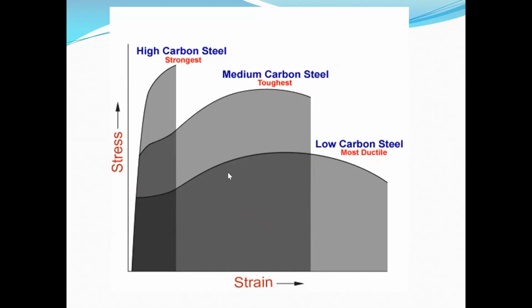This slide shows high carbon steel, medium carbon steel, and low carbon steel. High carbon steel is the strongest one, which means it can take more stress, but it is less ductile in nature. Medium carbon steel has moderate ductility, and low carbon steel is more ductile, so it can take less strength, but it will be subjected to deformation for a longer period.